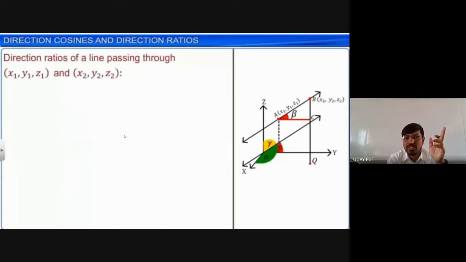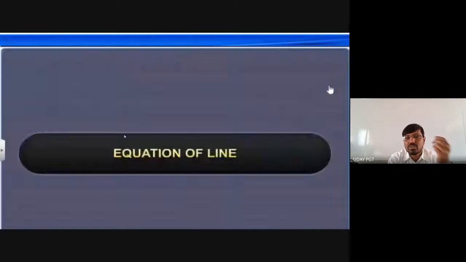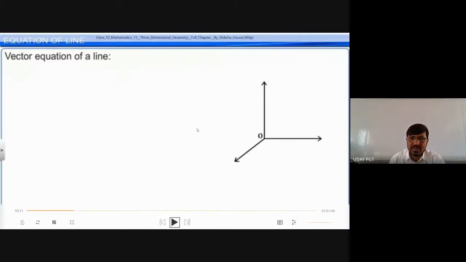Direction ratios, how do you find them? Simply x2 minus x1, y2 minus y1, z2 minus z1 are the direction ratios. If you know the direction ratios A, B, C, what are the direction cosines?